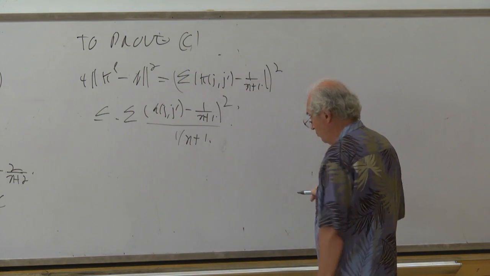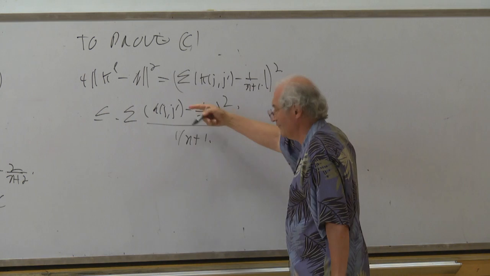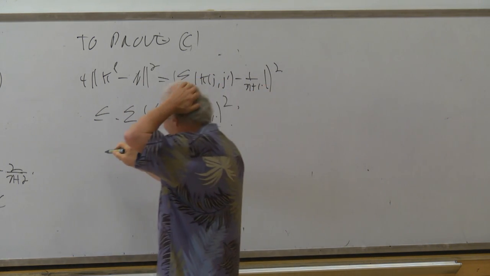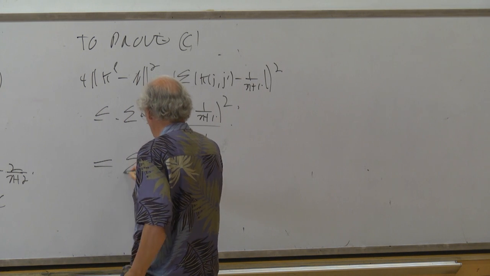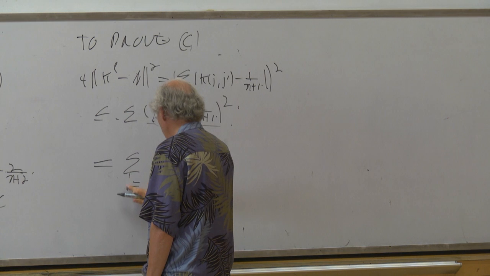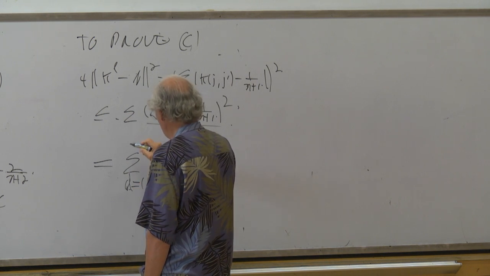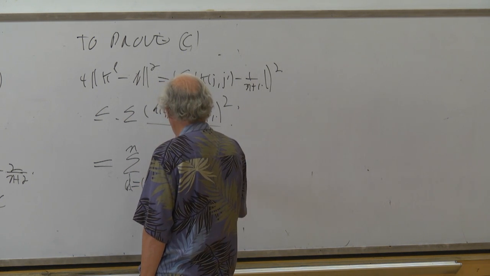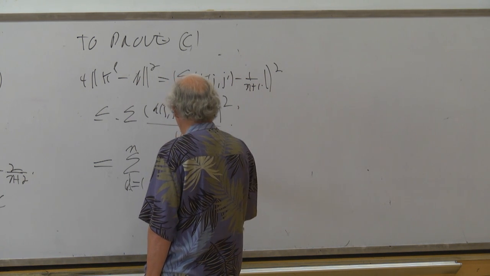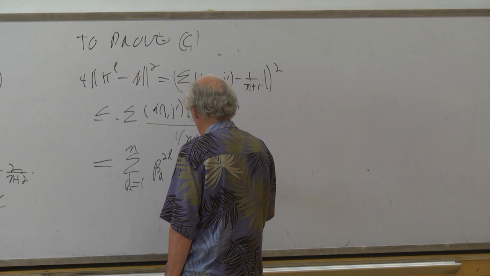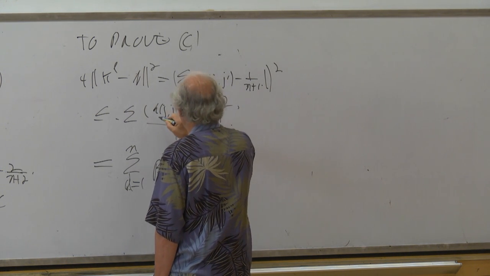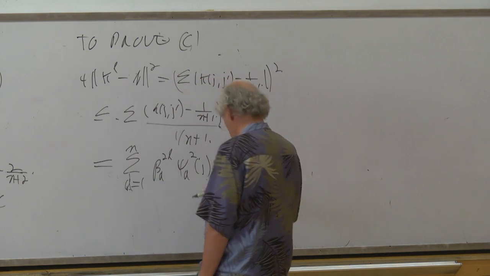This is just Cauchy-Schwarz. And this, by the Poincaré theorem, or whatever it's called in this context, is equal to the sum from A equals 1 up to n of the eigenvalue beta sub A to the 2lth power times the eigenfunction, let me call it psi sub A squared, at the starting distribution j.